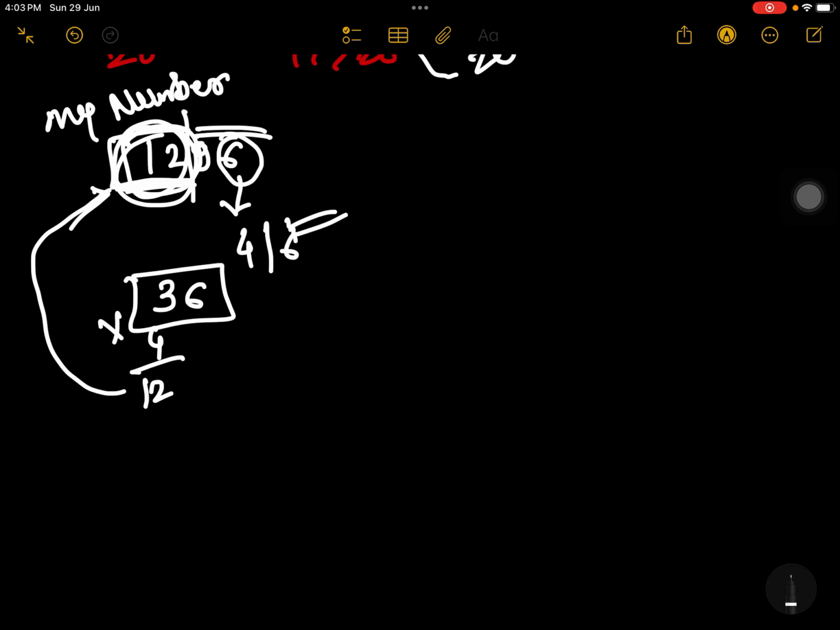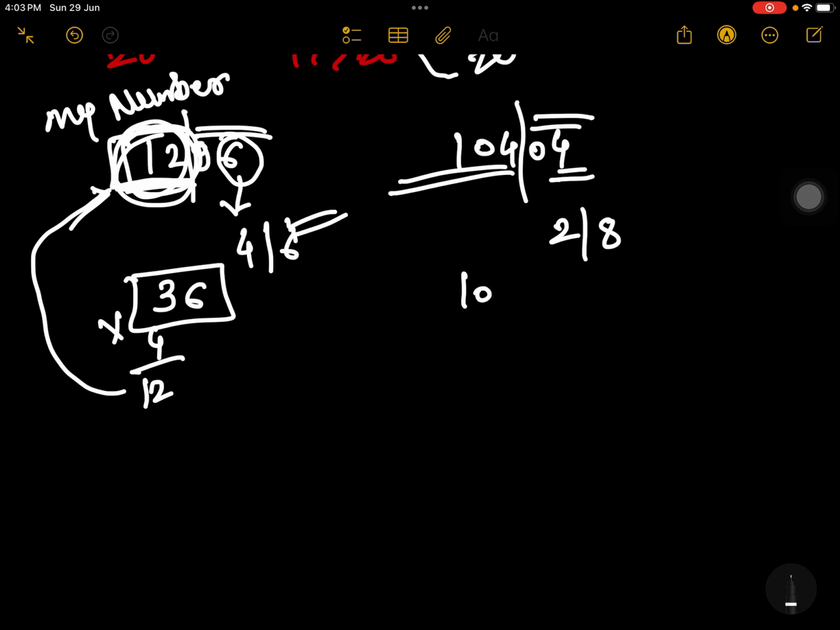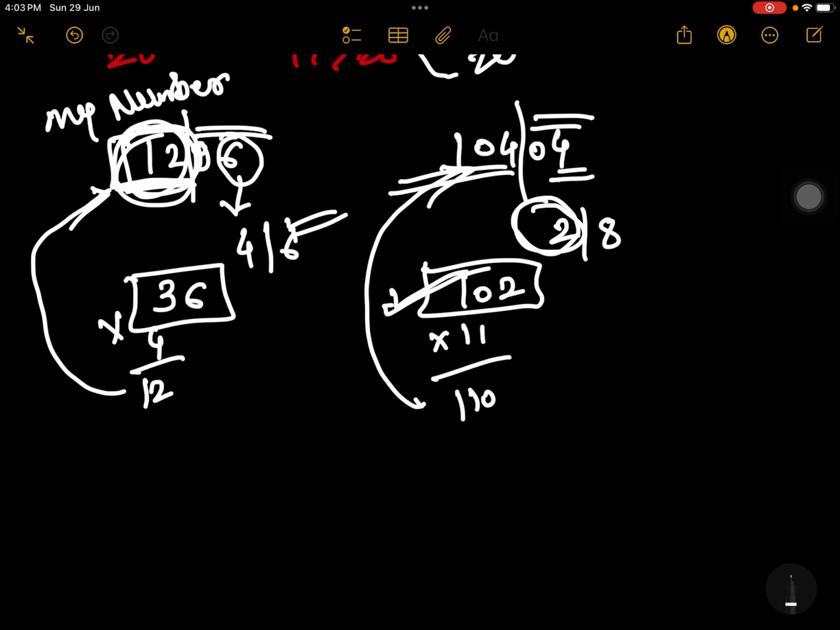Now let's take another example: 10404. The last digit is 4, so either 2 or 8. Remove the last two digits. The square subtracted from 104 is 10 squared. The upcoming number after 10 is 11. Multiply them and it is 110. My number is smaller than this, so we go with the small digit, which gives 102. This is the answer.